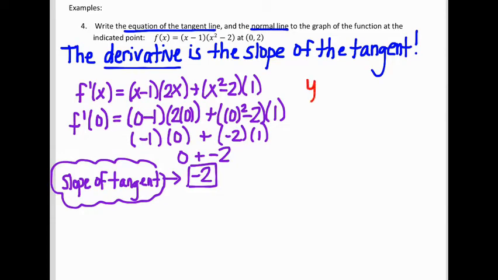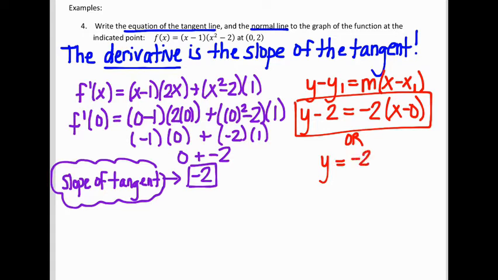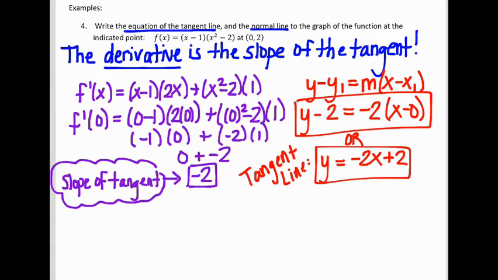So I'm going to use the point slope formula of a line. y minus y1 equals slope, parentheses, x minus x1. And we're going to plug it in. y minus the y value of 2 is equal to the slope of negative 2 times x minus 0. Now, we don't have to simplify anything, so I could really say that this is my tangent line, or if you did want to simplify, or if it was a multiple choice question, then we could say mx plus b form, that the tangent line is negative 2x plus 2. Either way, this is the equation of the tangent line.